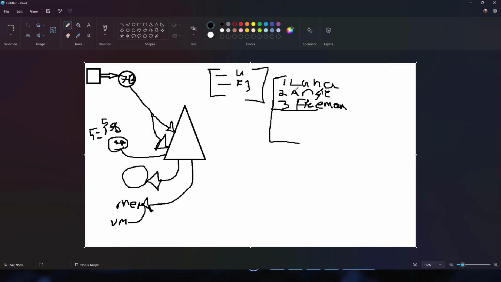Angie's job is to tick off Luna. Freeman's job is to make it where they don't kill each other, and to make it where they're happy, like each other type of situation. And Freeman has logic and reasoning. Angie is chaotic, and Luna is, it's whatever.